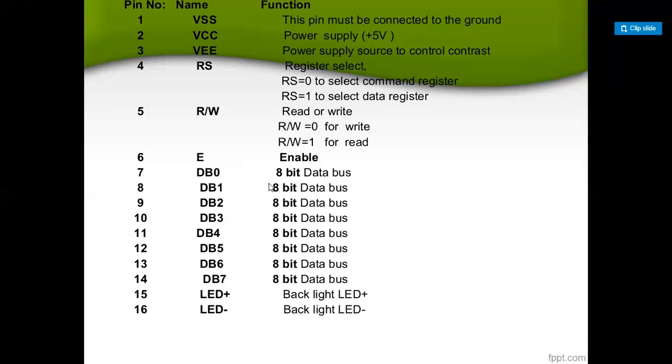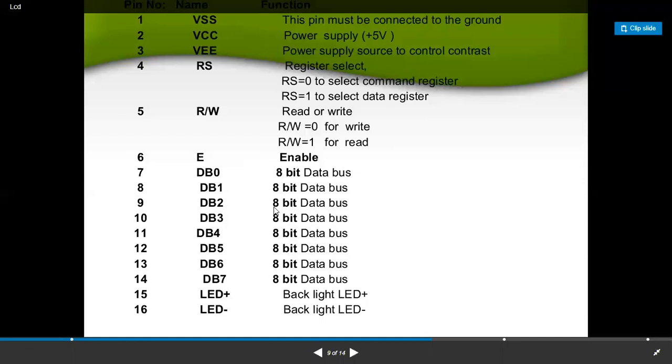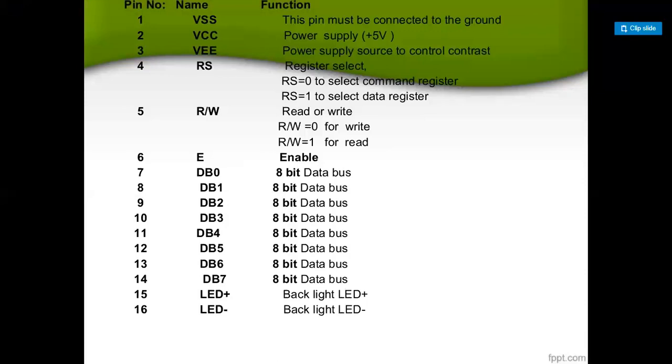If RS is 0, then select command register. If RS is 1, then select data register, because two registers were discussed here, command register and data register. RW is read and write, that is 0 for write and 1 for read. E is for enable. DB0 to DB7 is the 8-bit data bus.